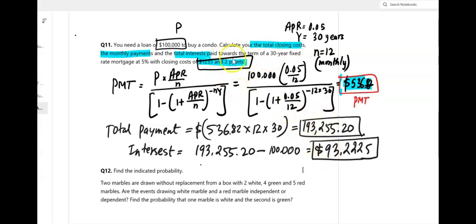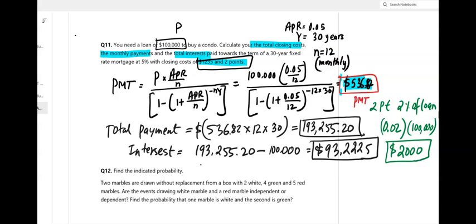Next question is, what is the closing cost with 2 points? So the 2 points means 2% of the loan. That cost, closing cost, 2% means 0.02 of the loan, which is 100,000. That's the loan. That's going to be 2,000.